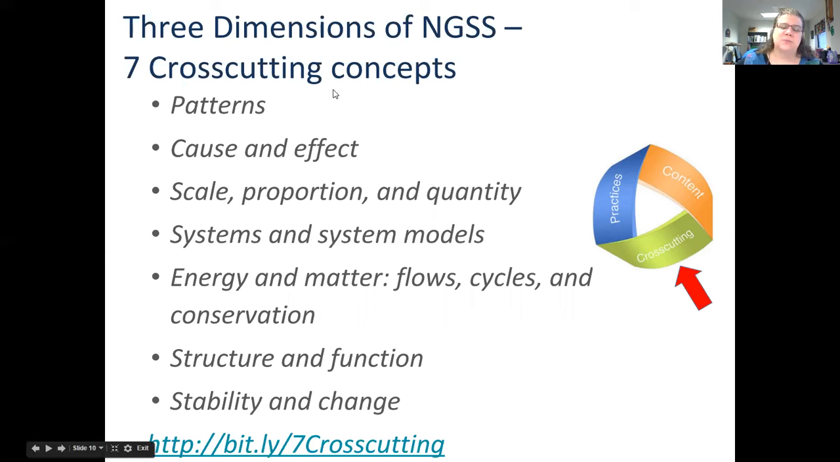The cross-cutting concepts were designed to connect all the domains of science. However, we can use them as a connective tissue to help our students synthesize outside of just science, to help them make sense of what they're doing in math and literacy and social studies does have a place in amongst their science curriculum as well.